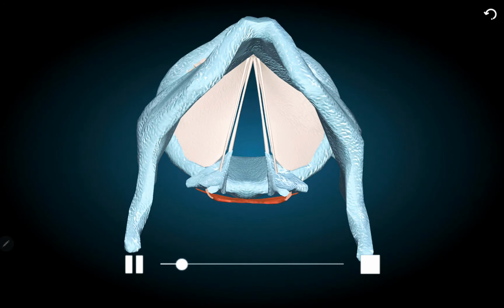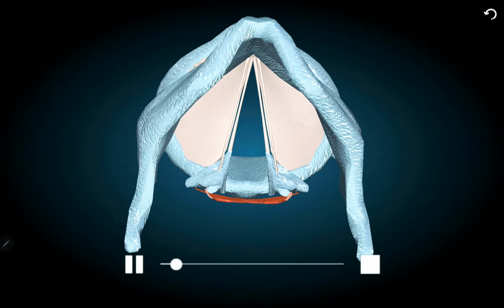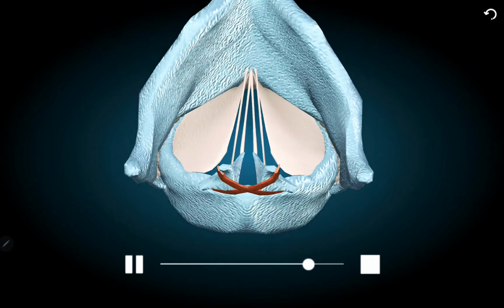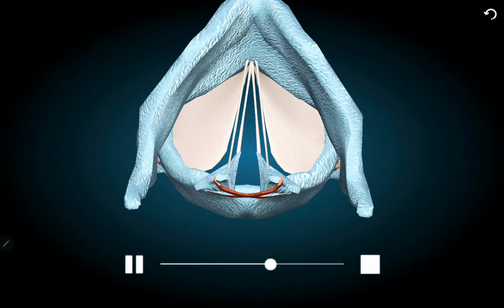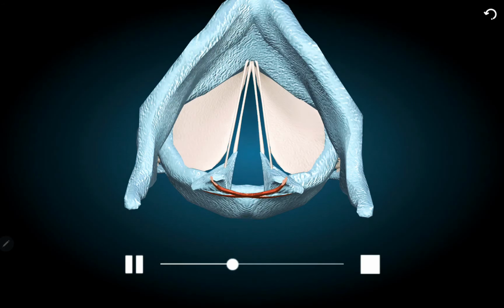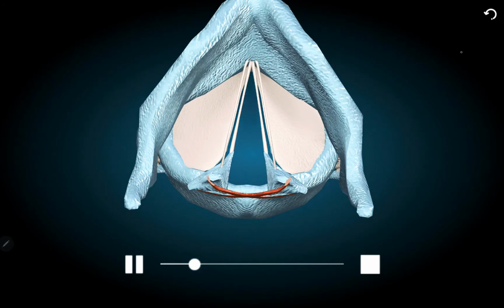So the lateral cricoarytenoid, the transverse arytenoid, as well as the oblique arytenoid are the adductors of the vocal cord. And the abductor of the vocal cord is the PCAM muscle, which is the posterior cricoarytenoid. The only abductor of the vocal cord is the posterior cricoarytenoid muscle.